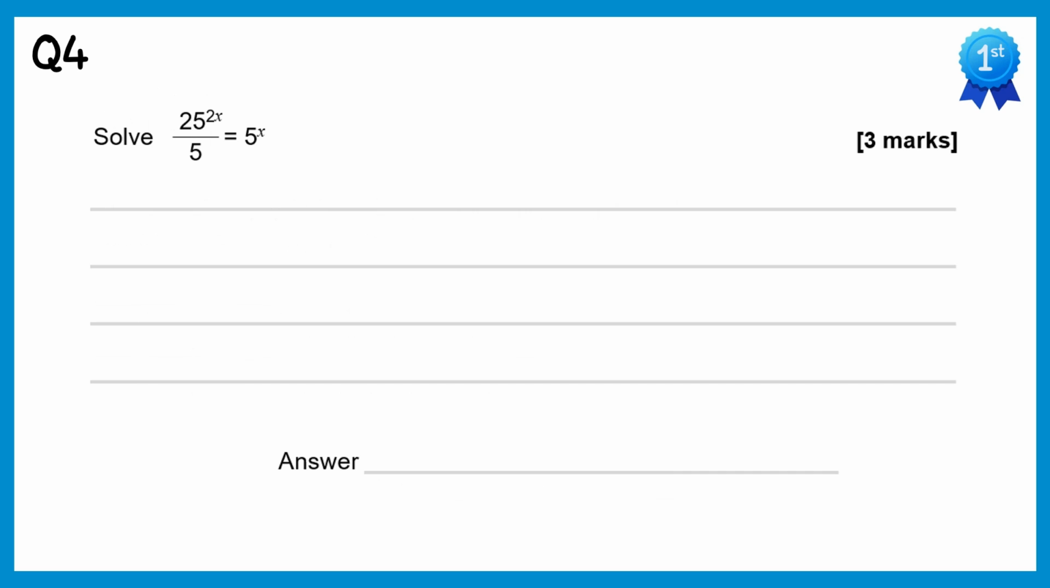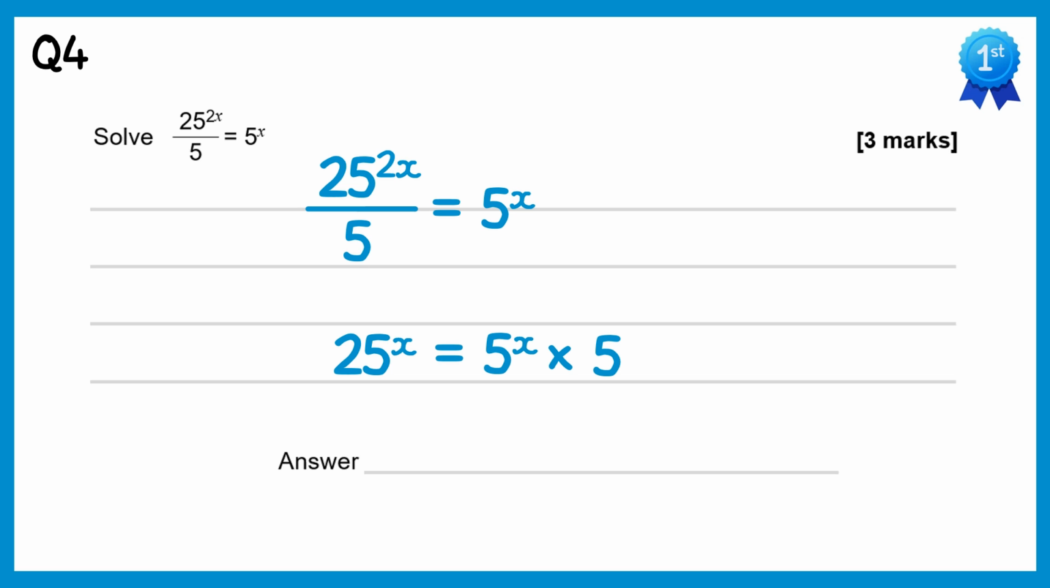In this question, we have an equation to solve, but the x values are the indices. So what we're going to do is write out the equation, and I'm going to start by trying to remove the fraction by multiplying both sides by 5. If I times by 5 on the left, I get 25 to the 2x, and that 5 cancels, and on the right I've got 5 to the x, but I times this by 5.